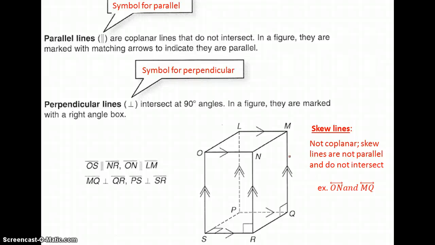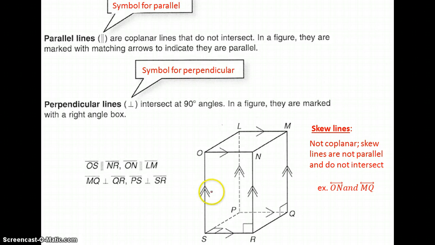If we look at some pairs of parallel and perpendicular lines, we have a few examples on the left. So segment OS is parallel to segment NR. If we look, NR is here, OS is here, they're in the same plane and they're moving in the same direction, therefore those two lines are parallel.